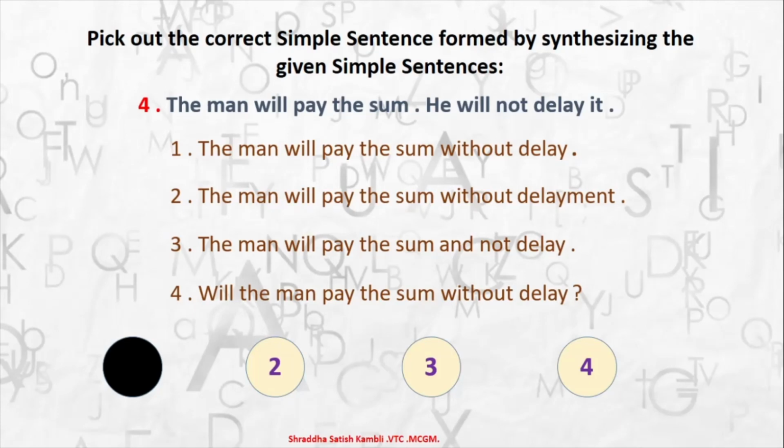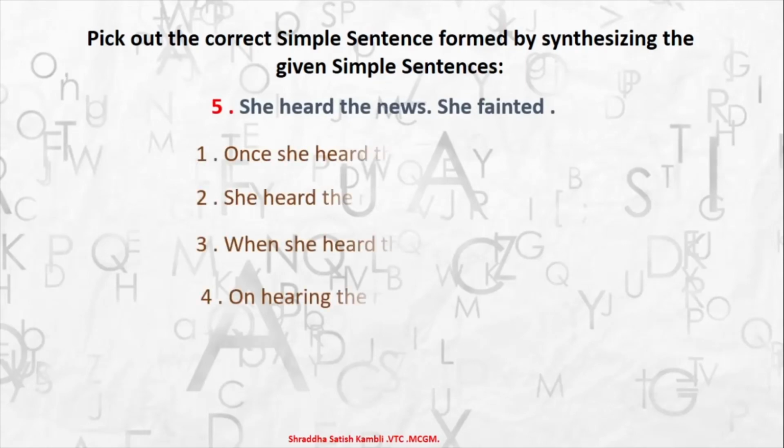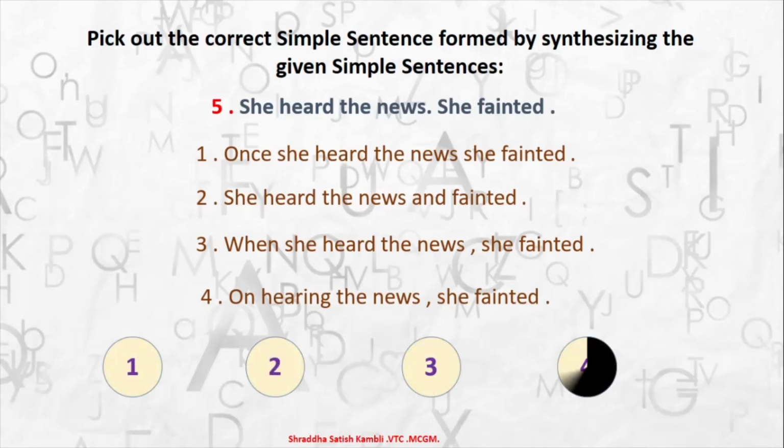Okay, coming to the last question for today, we have, she heard the news, she fainted. 1: Once she heard the news, she fainted. 2: She heard the news and fainted. 3: When she heard the news, she fainted. 4: On hearing the news, she fainted. So, which one is the correct answer? It is option number 4, where we have made use of a participle, the present participle. On hearing the news, she fainted.